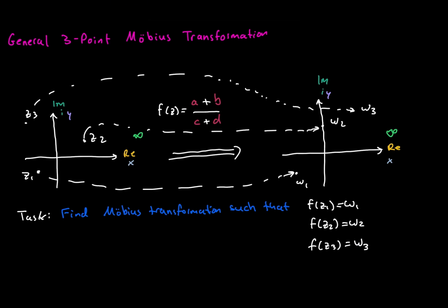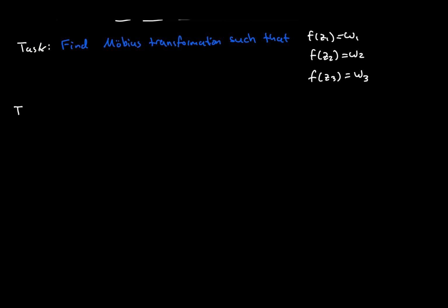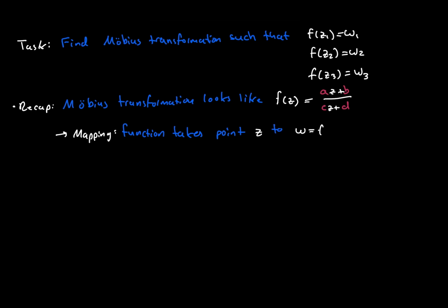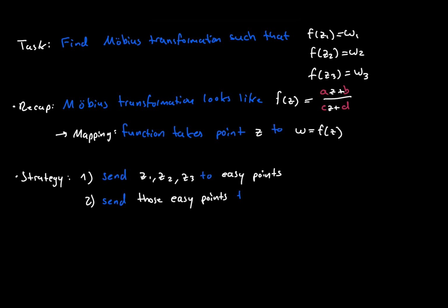We want a function that sends z1 to w1, z2 to w2, and z3 to w3. The key fact is this. A Möbius transformation is determined by 3 points. But instead of trying to guess the formula directly, we use a standard trick. We normalize both sides.